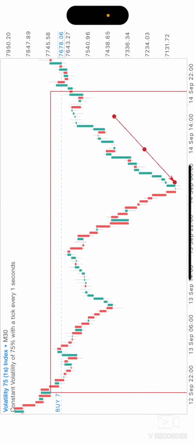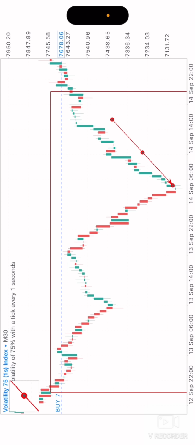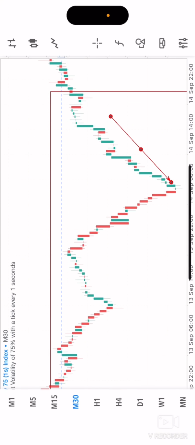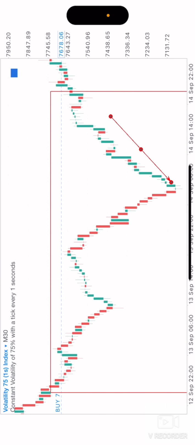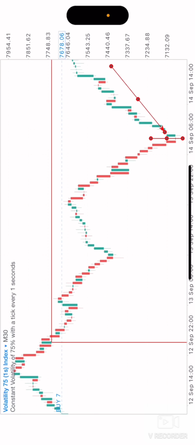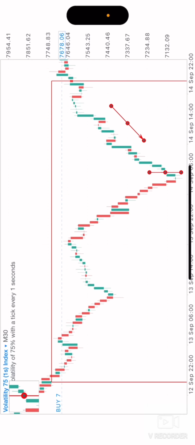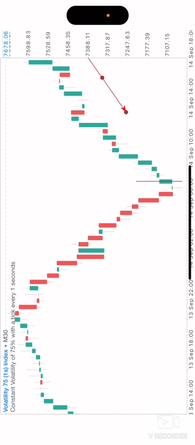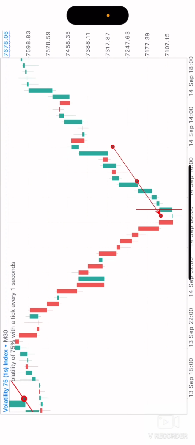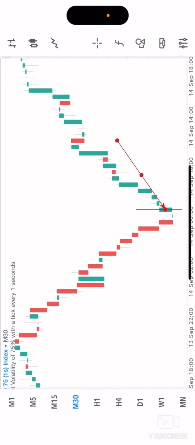Now, immediately after the closure of this candle right here on 30 minutes, let's see what the market did on the 5 minutes time frame after this candle opened. You know, this candle closed, the doji, and then this green candle here opened. Let me place this line on the green candle. Yeah, so let's see what the market did on 5 minutes after this candle closed and after the opening of this candle.